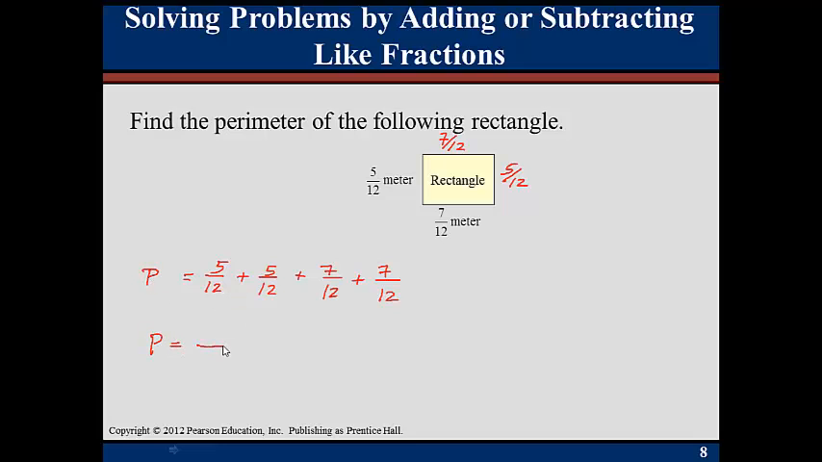Now the denominator is going to be 12, so keep the 12, and then add all the top numbers, so 5 plus 5 plus 7 plus 7, which is going to come out to be 24. So now you have 24 over 12, which you can simplify to be 2. So the perimeter is 2 meters.